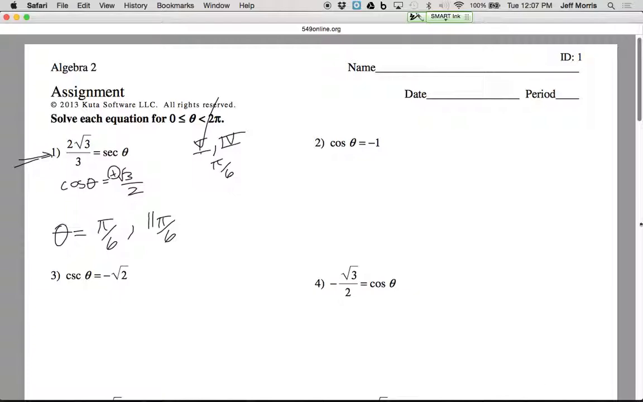Pi over 4s are easy. Pi over 3s are probably the ones you have to think about the most. But even those, you're just like, okay, 1, 2, 4, 5. Once you remember it and work with it enough, it'll go quicker. This one, you don't need to do anything for, because where's cosine equal negative 1? There's only one place. Pi. Done. Don't have to show anything there.